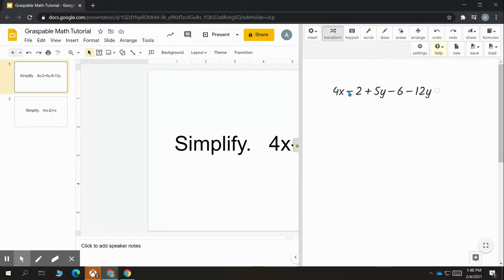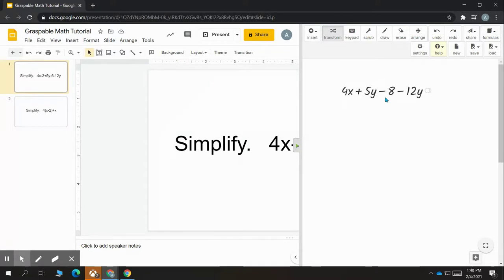So I'm going to click on my operation symbol for my minus 2, and I'm going to bring it next to my minus 6. So I've already lined it up so they're next to each other. I can either in my head do minus 6 minus 2, or if I click on the operation in between them, Graspable Math will automatically do negative 6 minus 2 and give me negative 8.